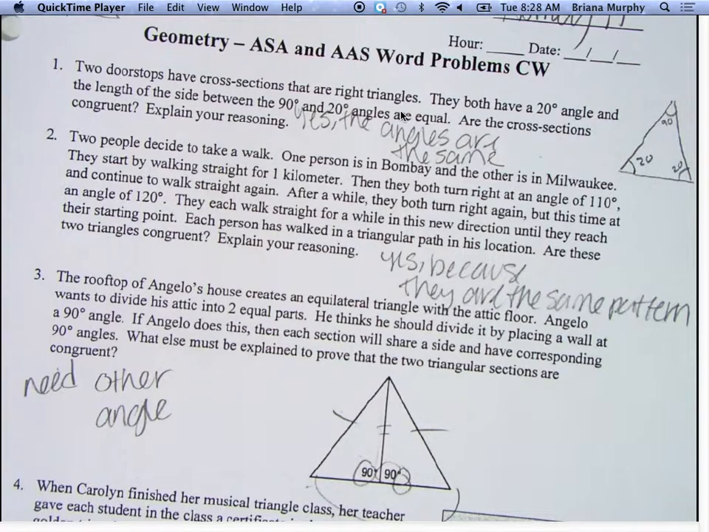Number 1. Two doorstops have cross sections that are right triangles. They both have a 20-degree angle, and the length of the side between the 90 and the 20-degree angle are equal. Are the cross sections congruent? Explain your reasoning. Okay, go ahead.